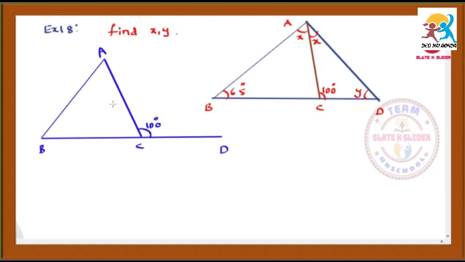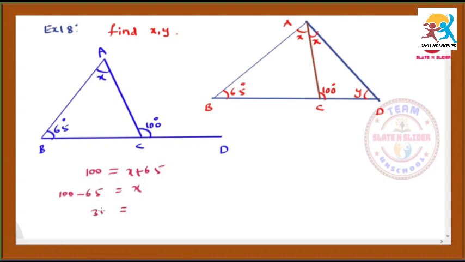Observe this. In a triangle, if one side is produced, the exterior angle formed is equal to the sum of opposite interior angles. So from that we can write this 100 degrees is equal to x plus 65. To find x, we have to send 65 to another side. It will become 100 minus 65, that is 35. 35 is equal to x. We can write x is equal to 35.